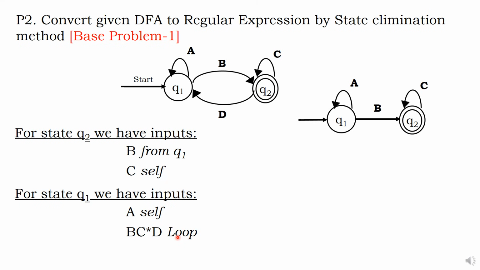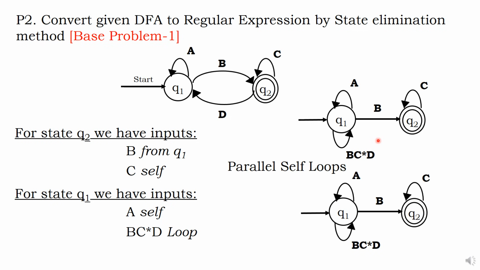What do you mean by loop? Starting point and ending point are both the same. So let us make it a self loop. B C star D self loop. This diagram is technically the same. Why did you convert, sir? Simplification is very easy. What is our next step? This is one self loop. This is one self loop.